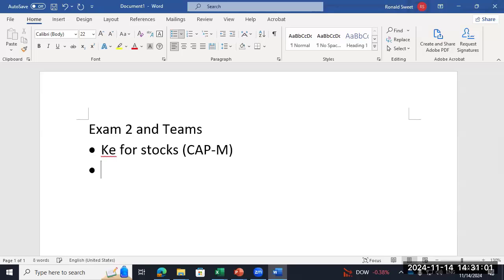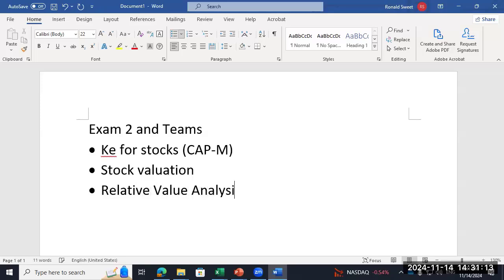Then we got to do stock valuation, which usually is the highest scoring question on the exam, because it's just plugging numbers into really simple formulas. We have relative value, which we'll talk about today. And then we have options. Options in the past has been pretty weak, but over time, students have gotten better at it. So we'll do some options.